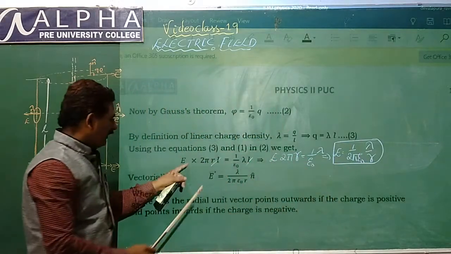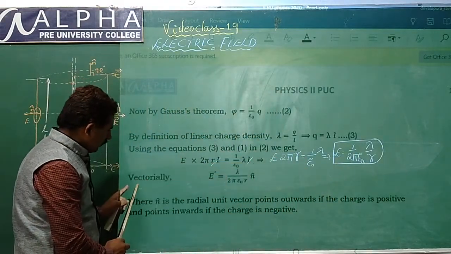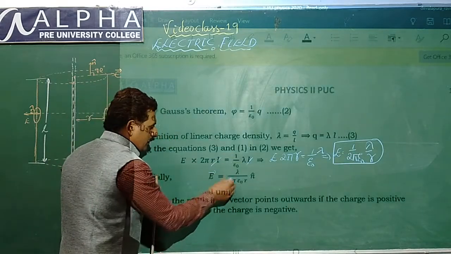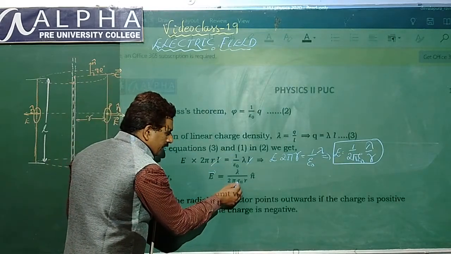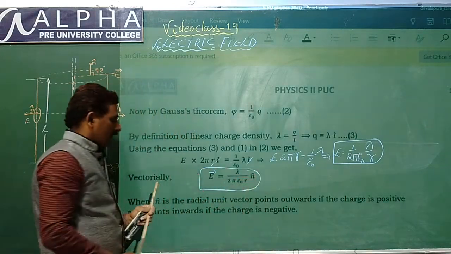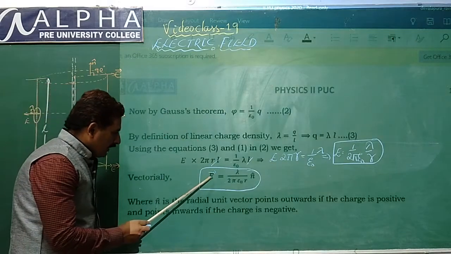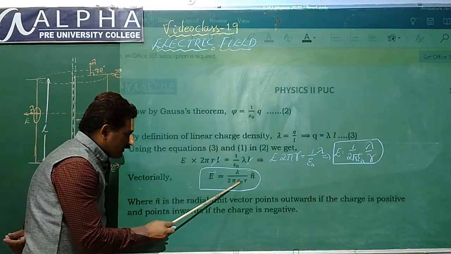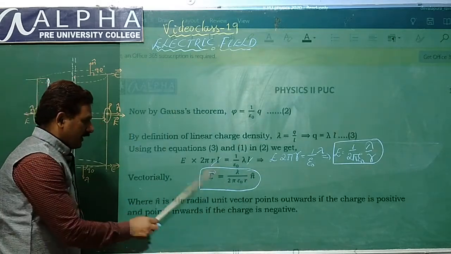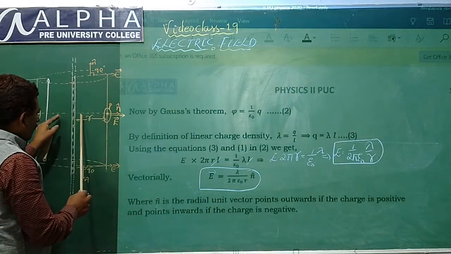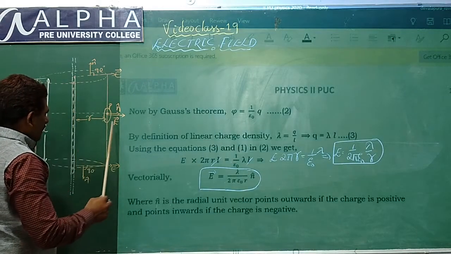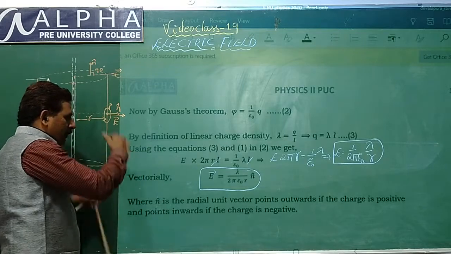You write this, you complete this part, then come to the vectorial representation, that is vector E is equal to lambda by 2 pi epsilon 0 into R. This is another expression. Vectorially you write E vector equals lambda by 2 pi epsilon 0 into R, unit vector. What is unit vector? Direction of electric field. If the charge is positive, it is pointing outwards perpendicular to the wire. If the charge is negative, pointing inwards perpendicular to the wire.